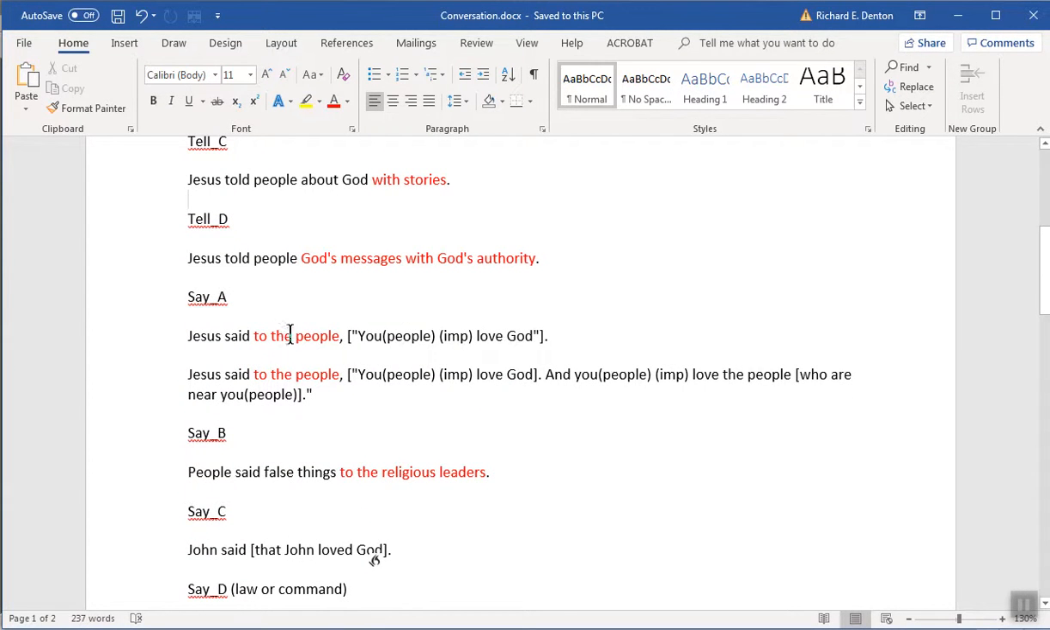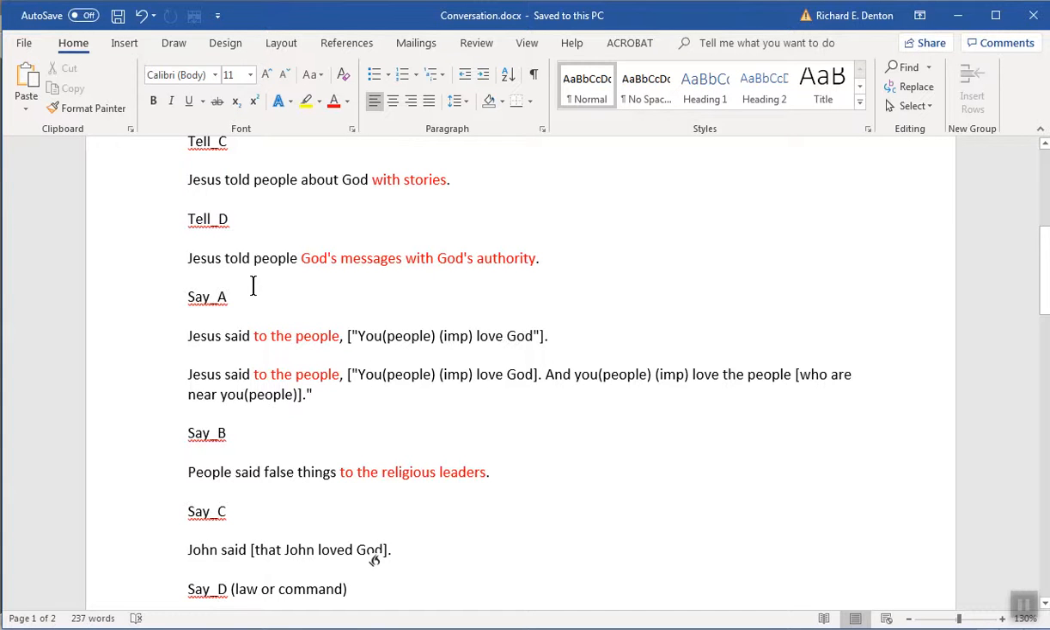Okay, Tell D. Instead of telling about something, this is to tell people something. So in this case, Jesus told people God's messages. So that could be messages, words, something like that, a story. So God's messages would be the optional patient argument. There's a mandatory destination, told people. And the with God's authority would be the instrument argument.